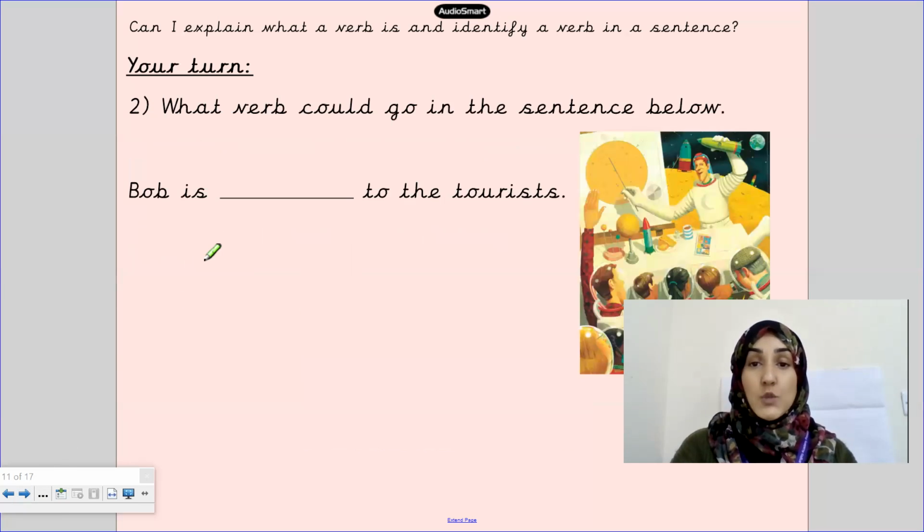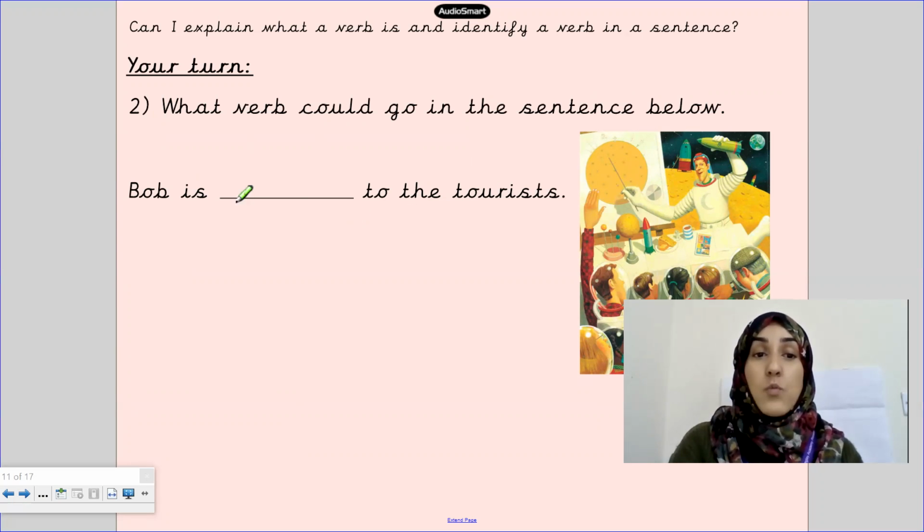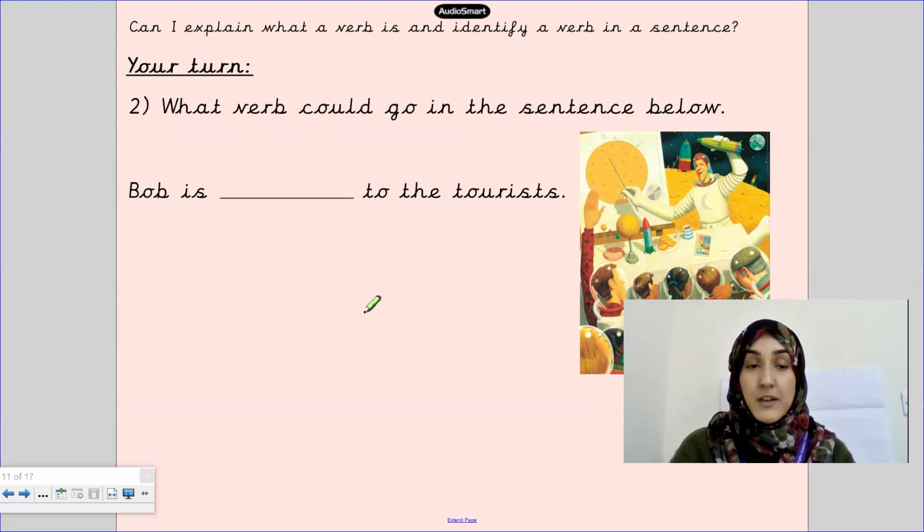Right, challenge 1, question 2. You are going to copy down this sentence or write down this sentence. Make sure you do your capital letter, finger space and full stop. And where there is a blank, you will fill in that blank with a verb. So Bob is blank something to the tourist.